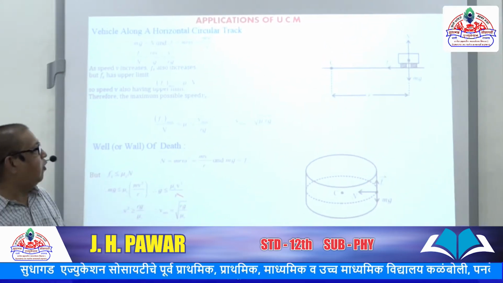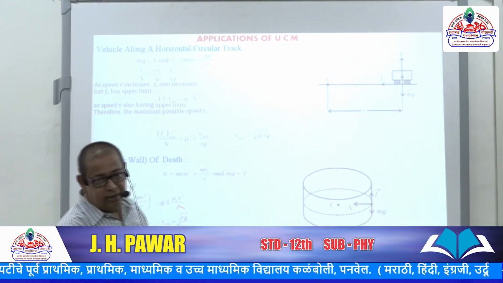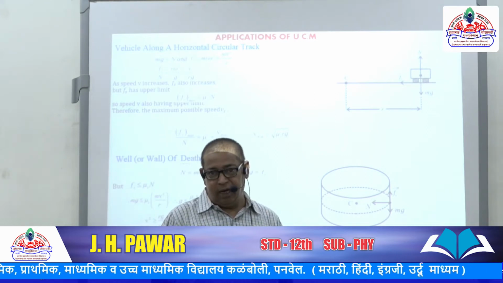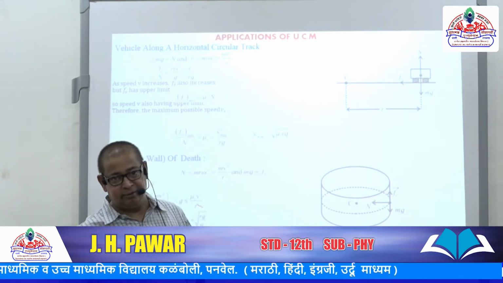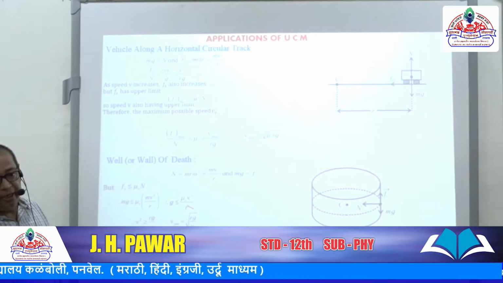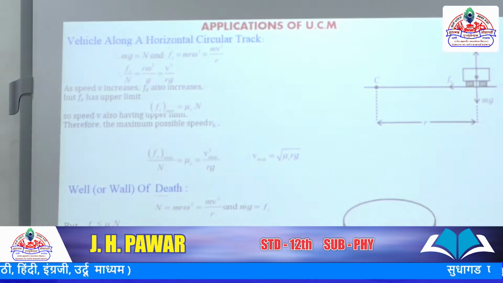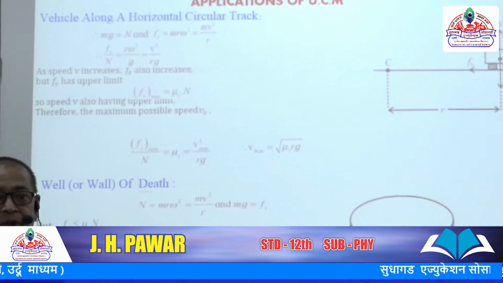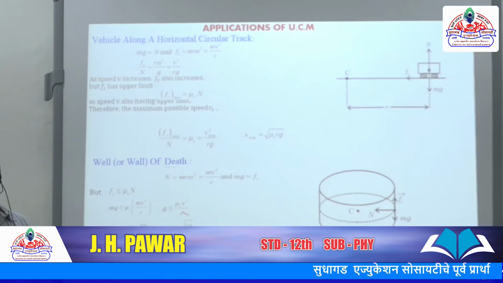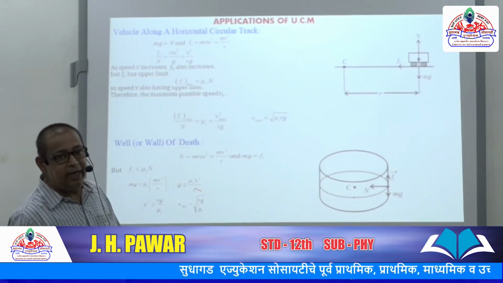First, we are looking at the motion of the vehicle along the circular track. Here in this case we discuss it. Let us consider a vehicle, you can say a car also. The vehicle is moving along a horizontal circular track. Let m be the mass of the vehicle and r be the radius of the circular track.